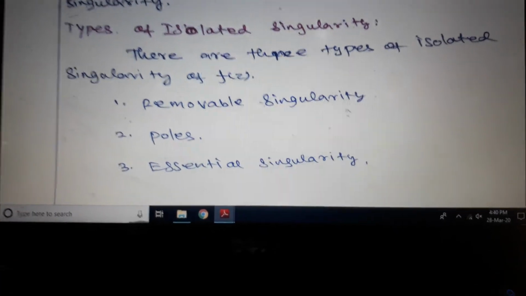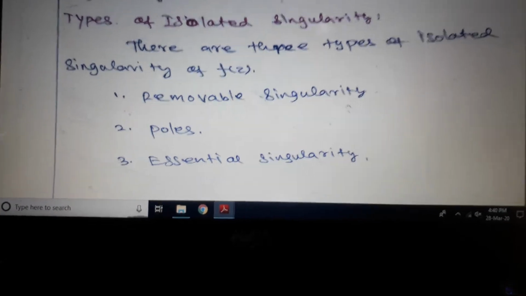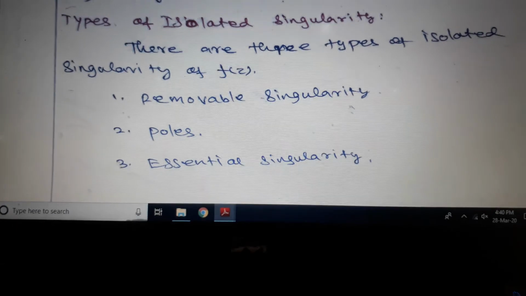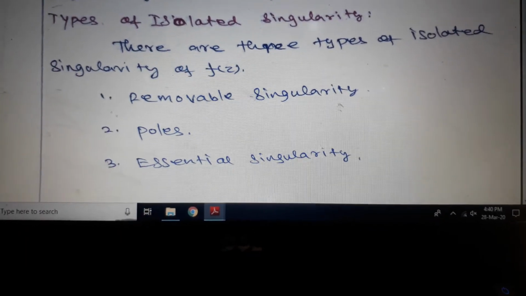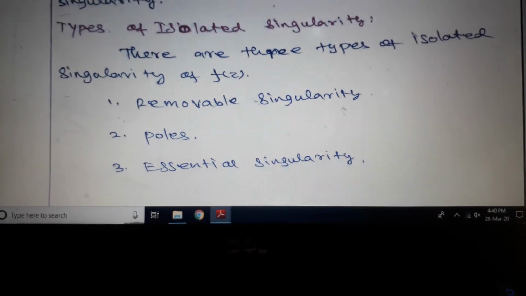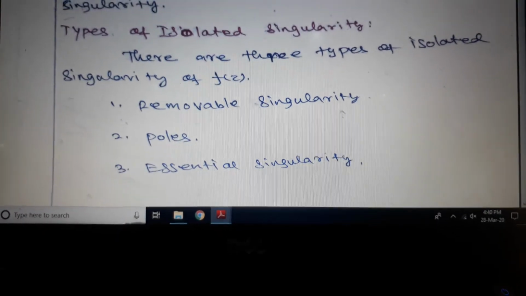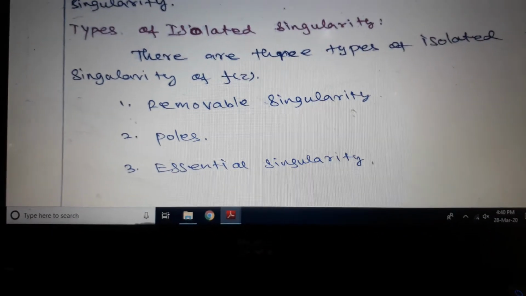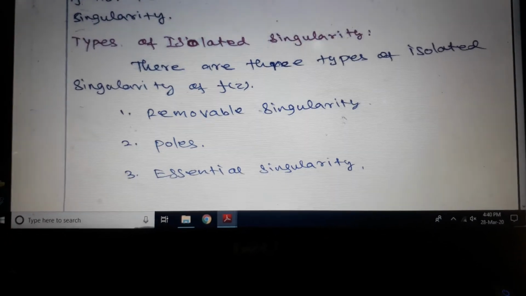Then the types of isolated singularity. There are three types of isolated singularity. One is removable singularity, the second one is pole, and the third one is essential singularity. We have to find the residue for poles. So we are going to find the residue only at poles.